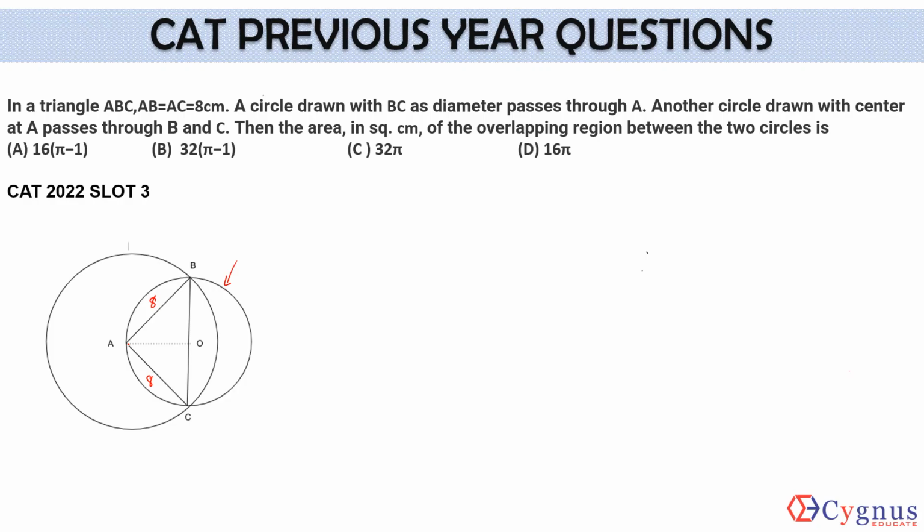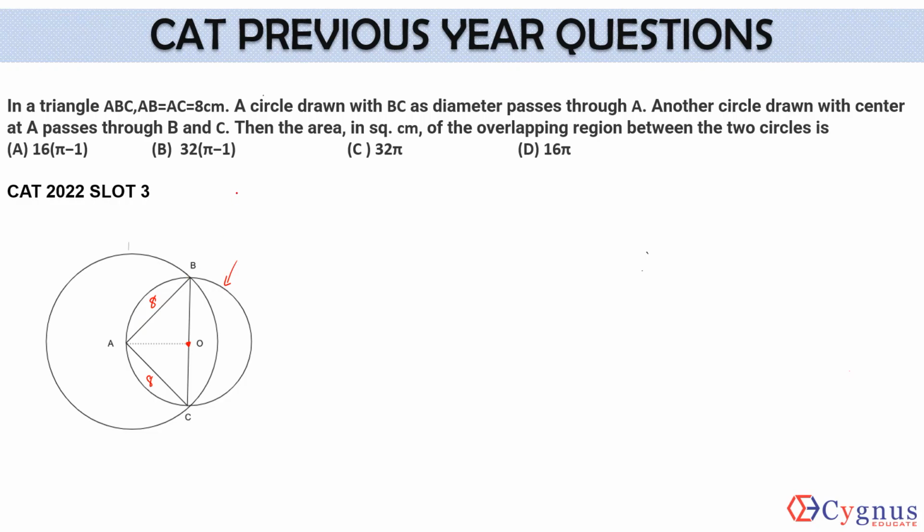It passes through A. BC is a diameter, so the midpoint of that diameter will be the center for the smaller circle. That is, OB and OC will be the radius. Another circle drawn with center A passes through B and C. The bigger circle has center A and it passes through B and C.